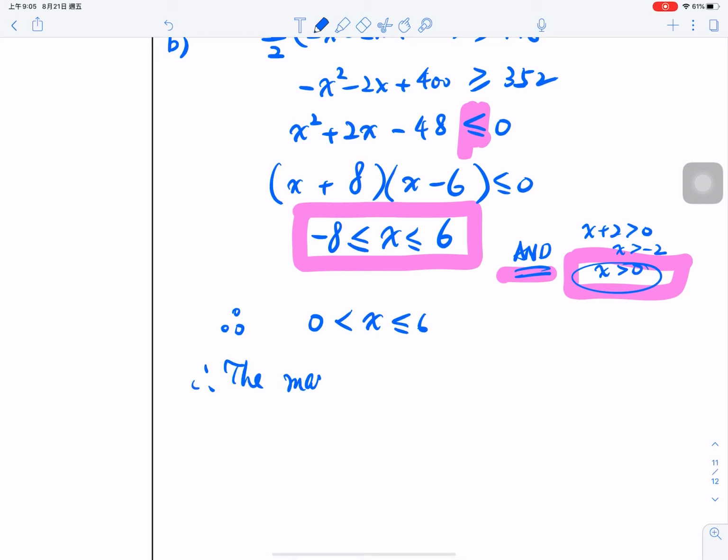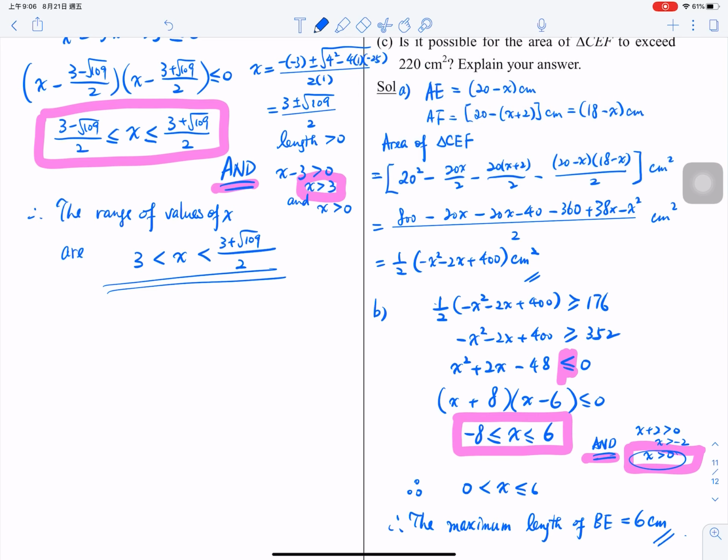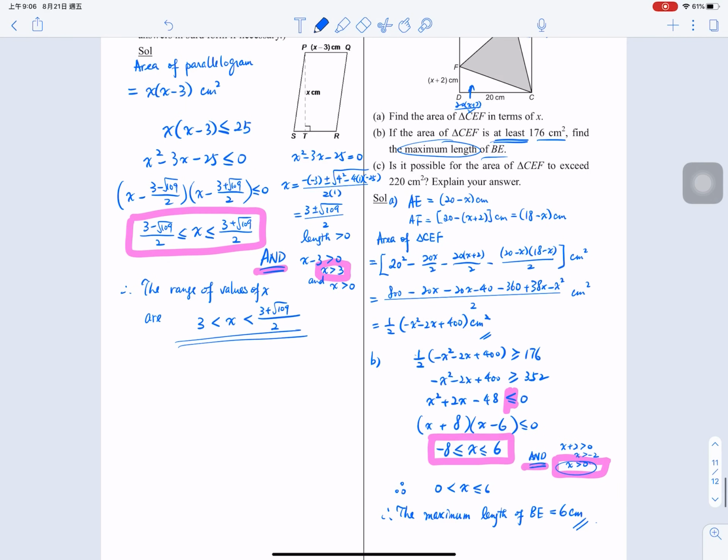What is the maximum length? Yeah, 6 cm. Correct. Okay? So you see, you can solve this one by the inequality. Okay? And now I think you remember when we solve this kind of question, think about the length should be positive. Okay, so altogether you can get the correct answer for x.